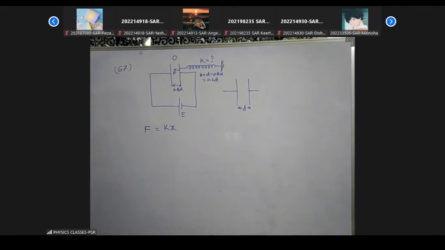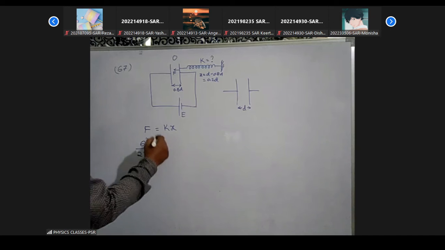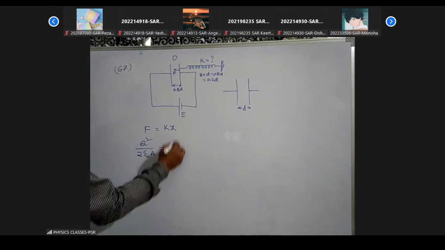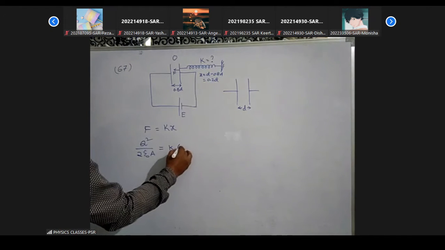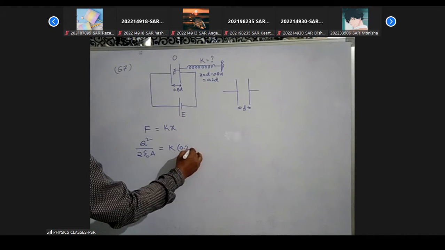This F is nothing but Q square by 2 epsilon naught A. Yes, sir, yesterday I gave the formula for force. Charge on the plates is constant in equilibrium. That's why Q square by 2 epsilon naught A is the force, which is equal to K into x, which is 0.2 D.